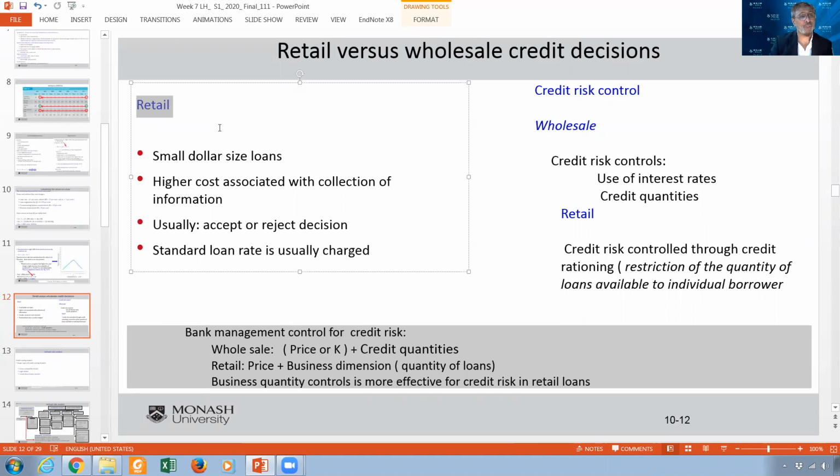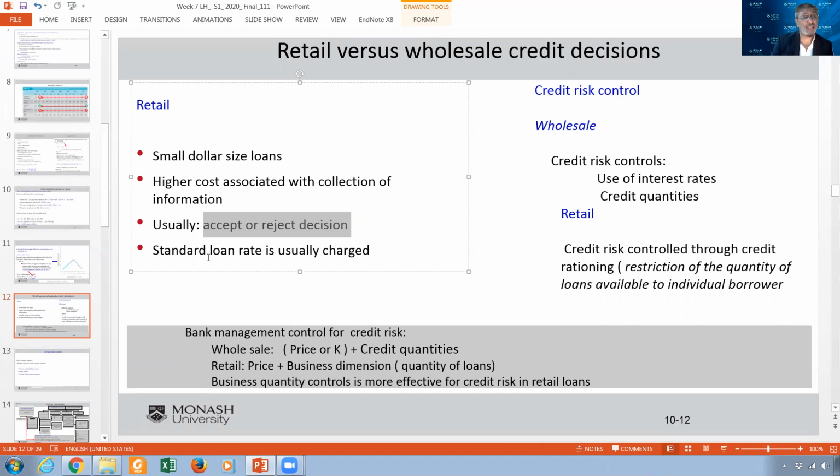We have higher costs associated with collection of information about those loans. And usually we use credit scoring. And when we use credit scoring, we usually accept or reject the loan. Who is taking the loan? We will see, like the credit card. We will see who is the person, put the information, key it to the system, and see whether it accepts or rejects the application.